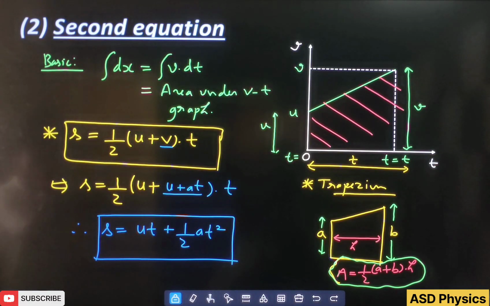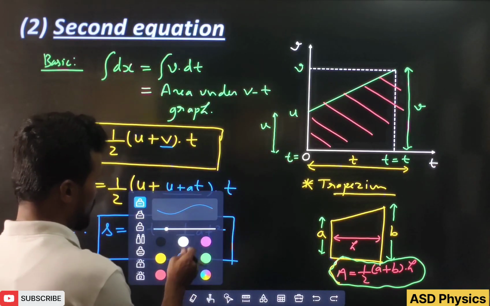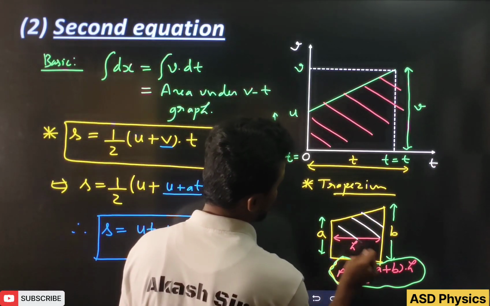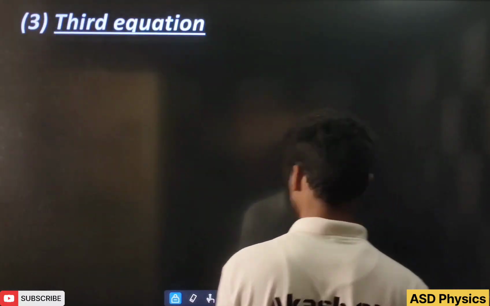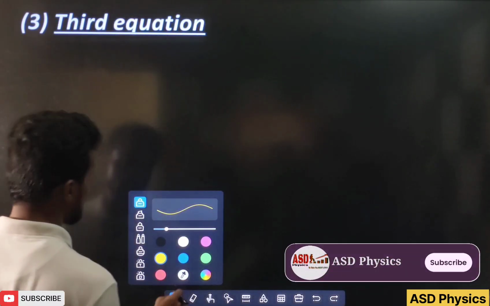Remember that for the second equation of motion, we have to see the area under the velocity time graph. Okay, great. Now the third equation needs no specific calculation; we just have to eliminate the time.